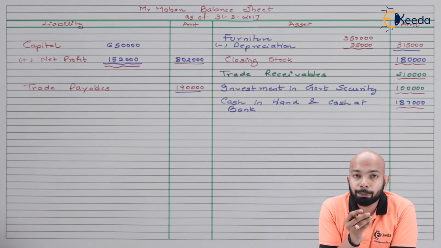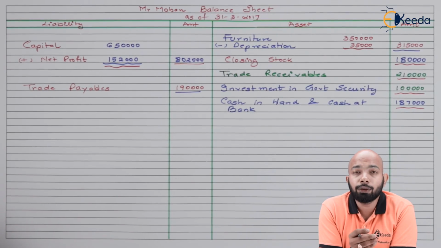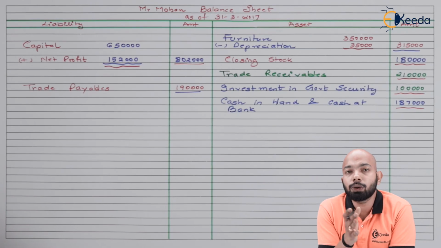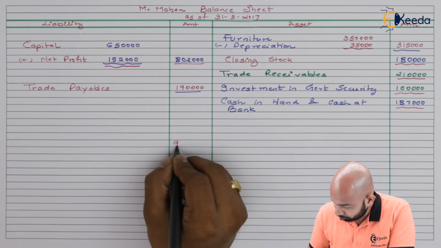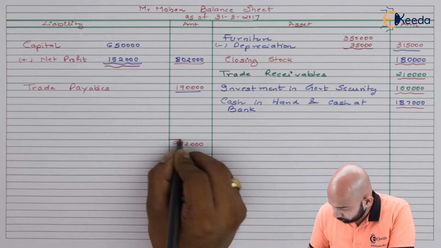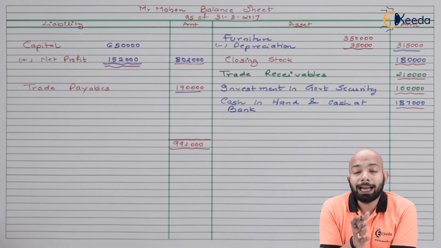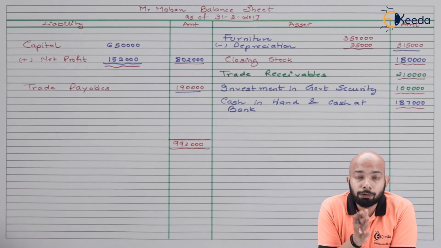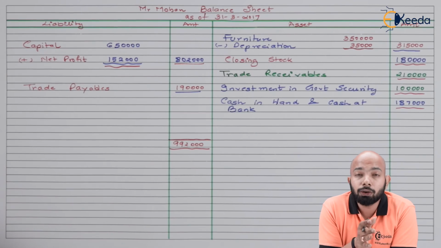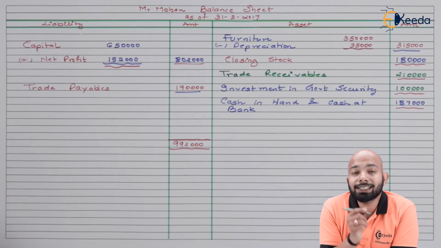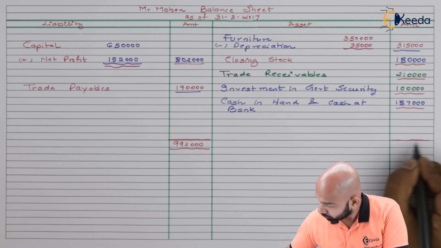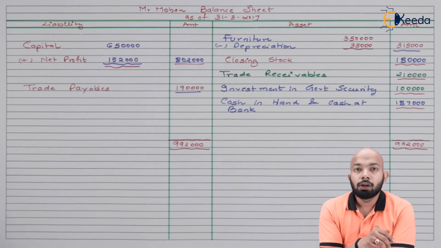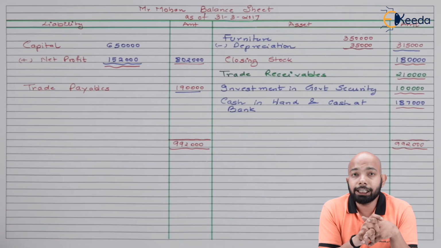Now, with this, we have completed posting all the entries in the balance sheet. It's time for us to figure out whether the liabilities total is equal to the asset side total or not. Let's check it out. So the balance on the liability side is 9,92,000. For us to tally this balance sheet, we should have the similar balance on the asset side. Let's see whether we have the same balance or not. So it comes as the same balance, which is 9,92,000.